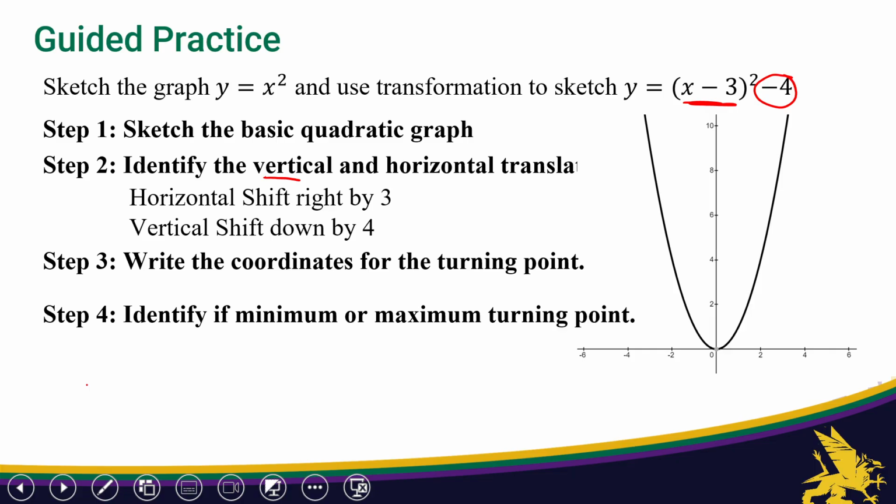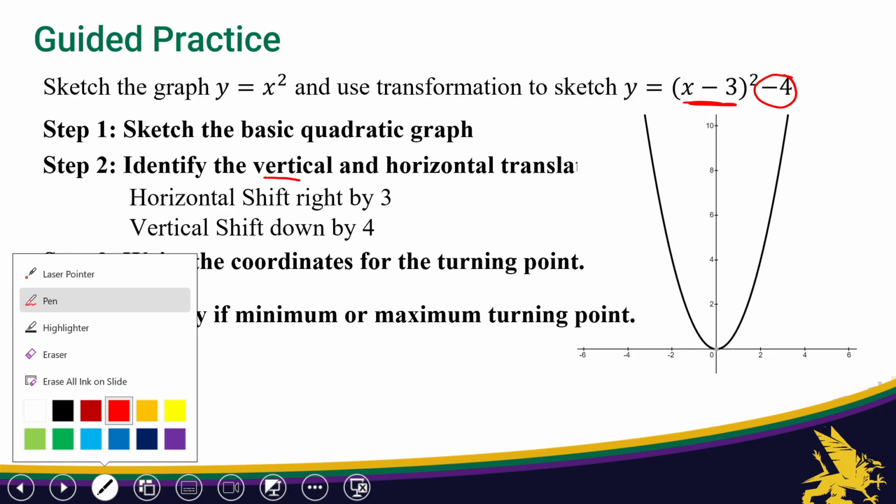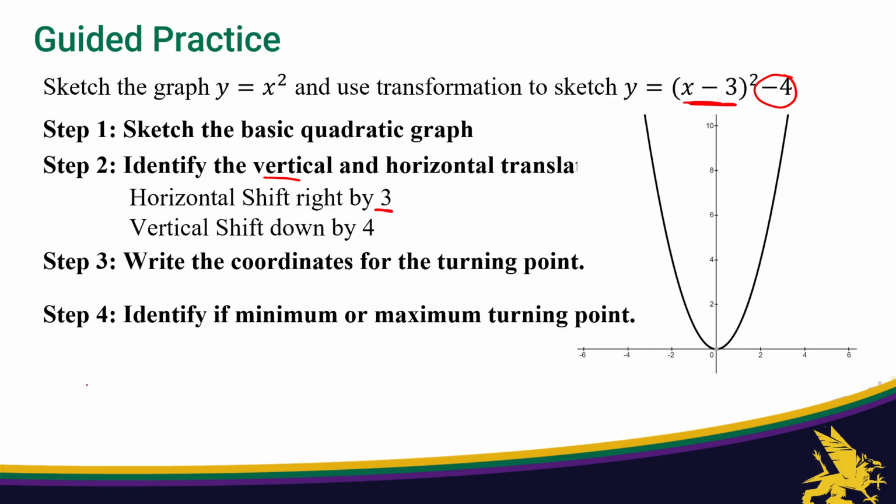The next part is I'm going to write a new coordinate of my turning point. So that means my x value is the horizontal, so the 3. The vertical shift down will be the 4, but it's negative. It's in the negatives area. So it'll be 3, -4. Now again, out the front here, it's a positive, which means it has to be a minimum.